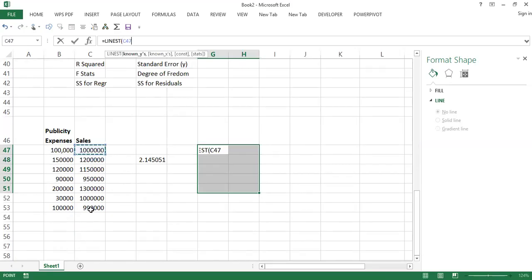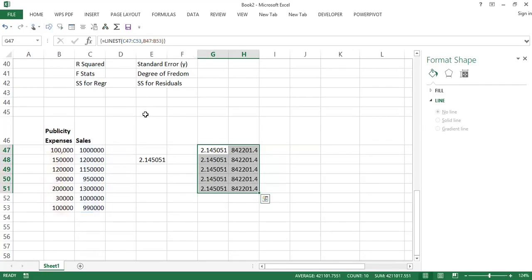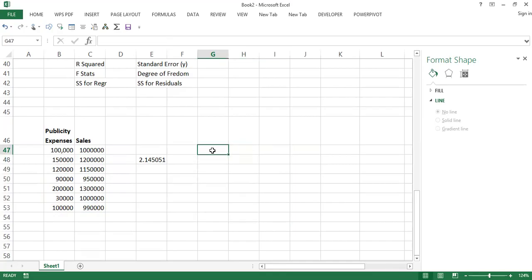known y's, comma, known x's, comma. If you just stop there, it will repeat all this. In this case, it's actually giving us 2. There are 2 things I want to show you here. Let's do it like this first to avoid confusion.